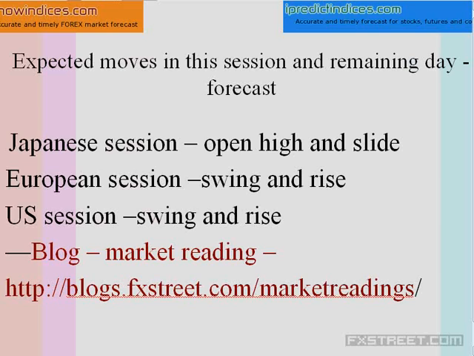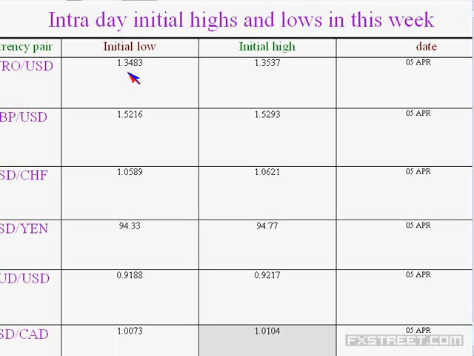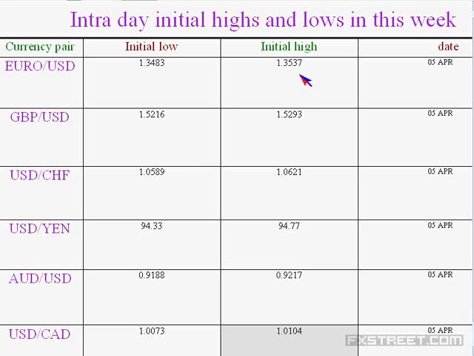Then with regard to the initial highs and the lows, the low was 1.3483 in the case of euro, and 1.3537, the high, is intact. In the case of GBP, 1.5216 is the low, which is above the Friday close, and now the new high has been formed at 1.5293, and subsequently it is trading in the middle level, 1.5260, 1.5264. We know that in the last month, most of the time, euro was looking very strong when compared to GBP. At that time, euro GBP was very high, around 0.90, 0.91, etc.